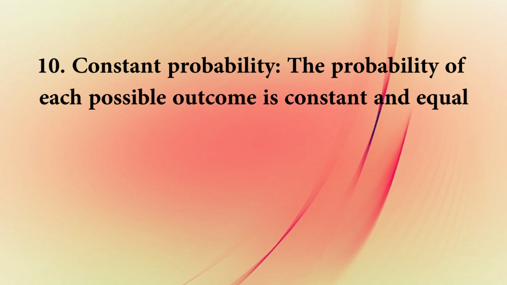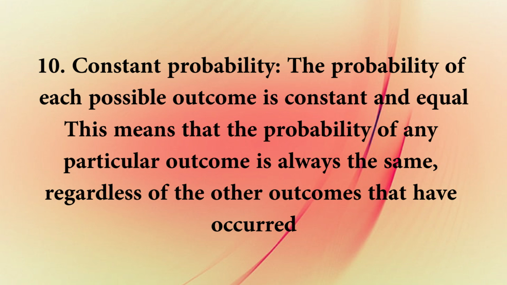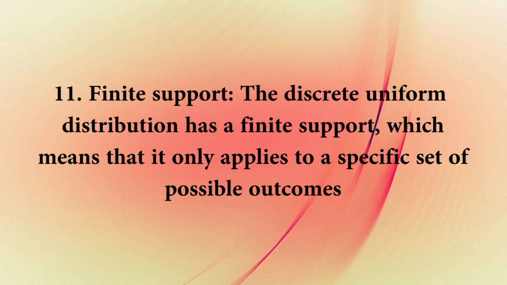Constant probability. The probability of each possible outcome is constant and equal. This means that the probability of any particular outcome is always the same regardless of the other outcomes that have occurred. Finite support. The discrete uniform distribution has a finite support, which means that it only applies to a specific set of possible outcomes. For example, a die can only produce the numbers 1 through 6. So, the discrete uniform distribution applies only to those values.